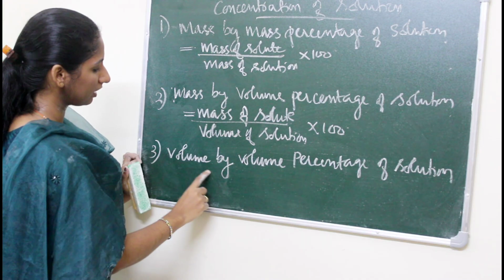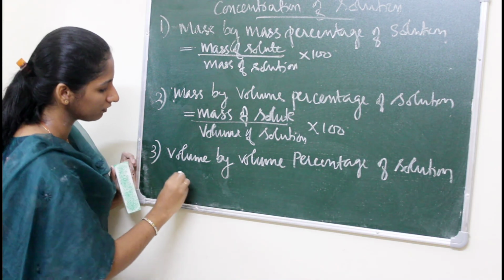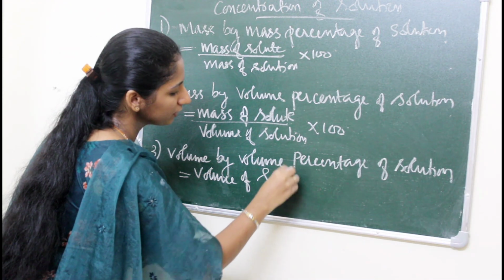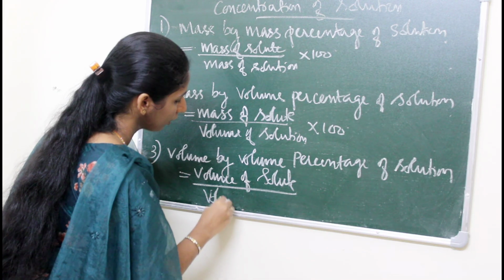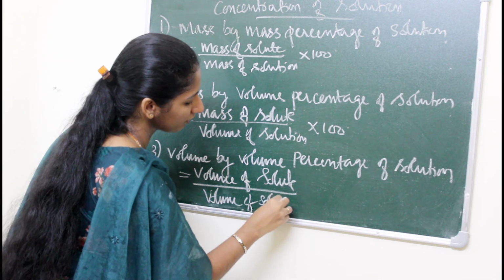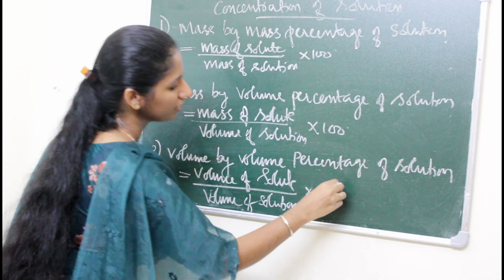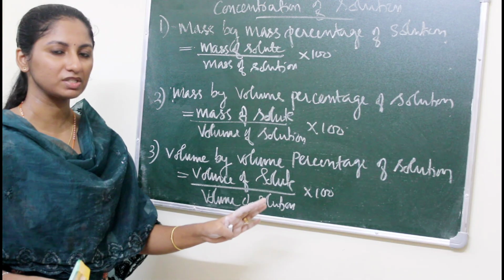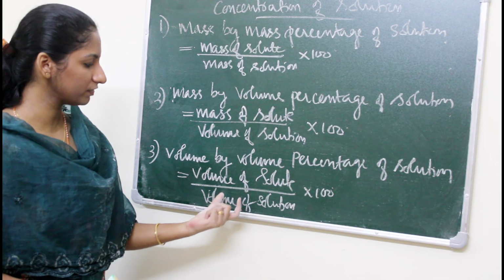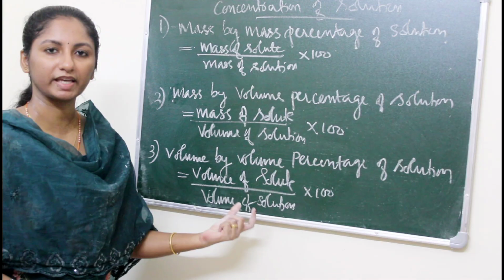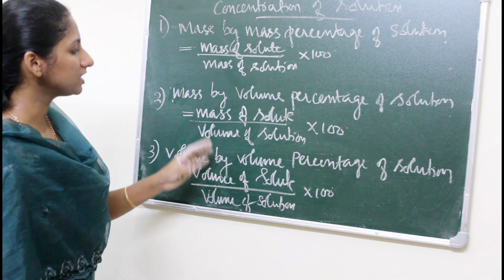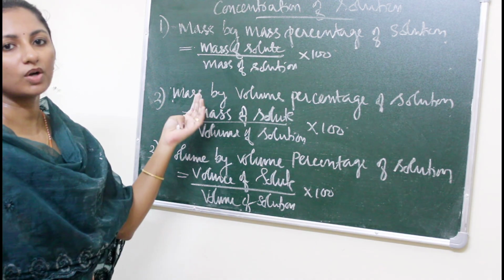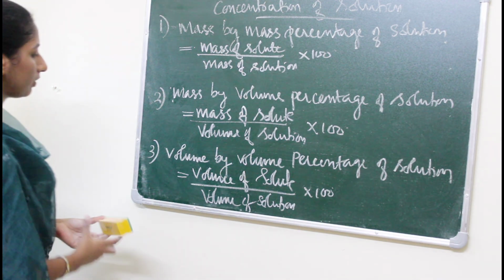Okay, so in this equation, volume by volume percentage of solution, what will be the equation? Volume of solute divided by volume of solution into 100. That is, both solute and solution will be in liquid state or in gaseous state. So in case of gaseous state also we can apply this equation. In case of liquid also we can apply this equation. Okay, so that's about the concentration of solution. The equations to calculate the concentration of solution.